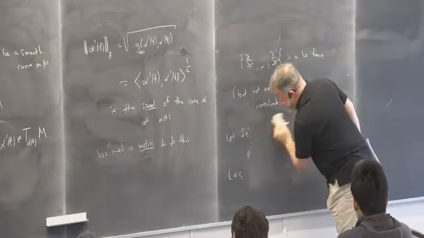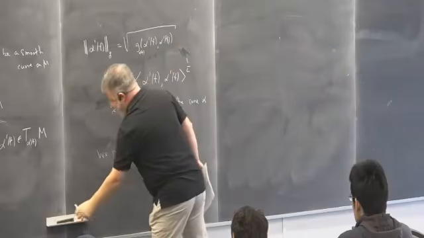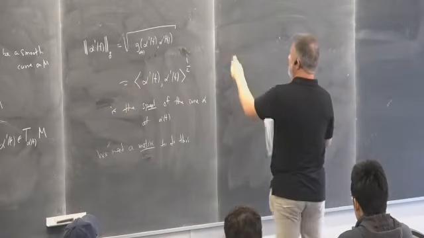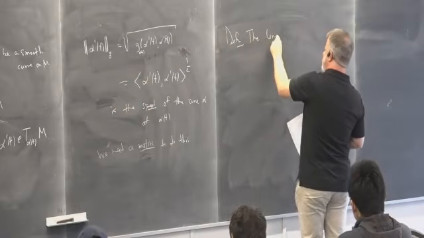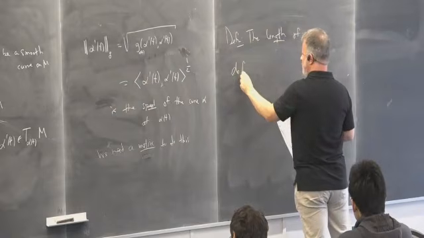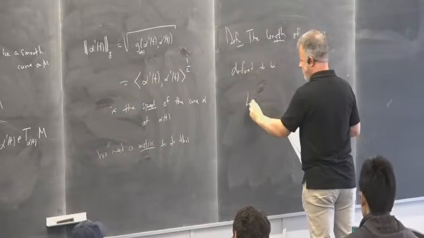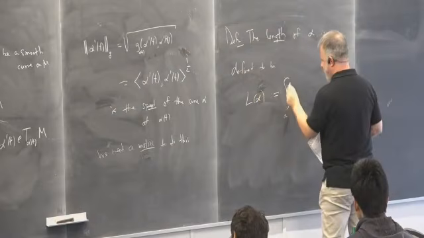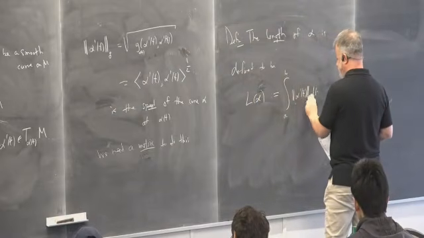Okay, and now we define the length of this curve by integrating the speed over all values of the parameter. So the length of alpha is defined to be the integral from a to b of the speed dt.